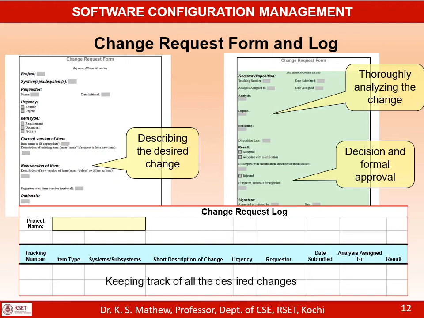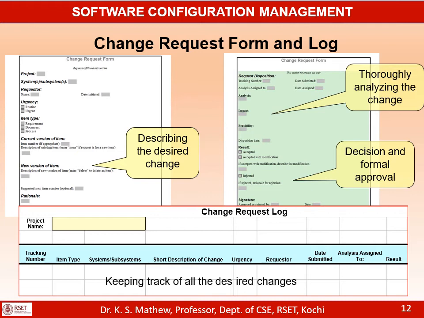If it is a particular document, the current version can be documented under current version of the item, and for the new version, the change expected in the new version can be documented, along with the suggested new item number and the rationale for the change. And on the right hand side, you can see the impact analysis details.